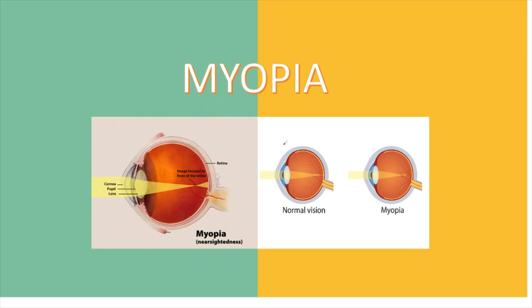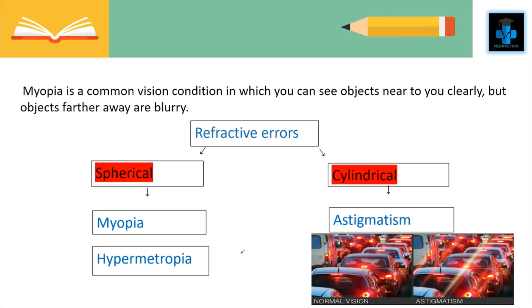Today, let's learn about myopia or nearsightedness. Myopia is a common vision condition in which you can see objects near to you clearly, but objects farther away are blurry. Refractive errors are divided into two types, spherical and cylindrical. In the spherical type, we have myopia and hypermetropia, whereas in the cylindrical type, we have astigmatism.